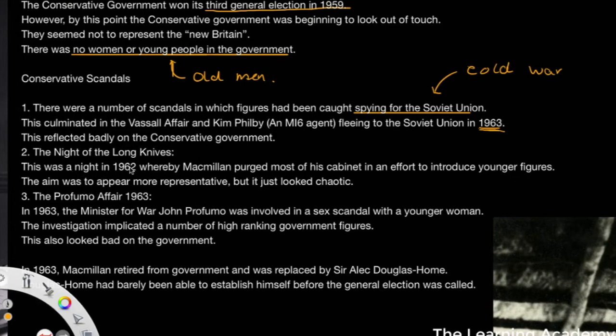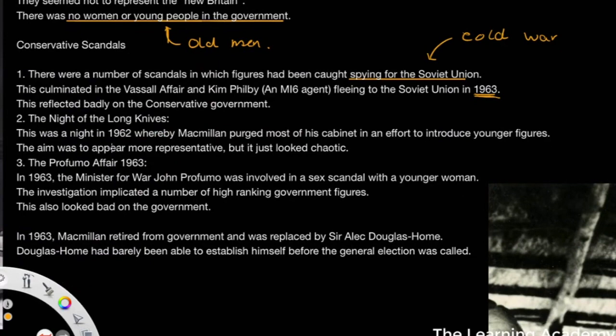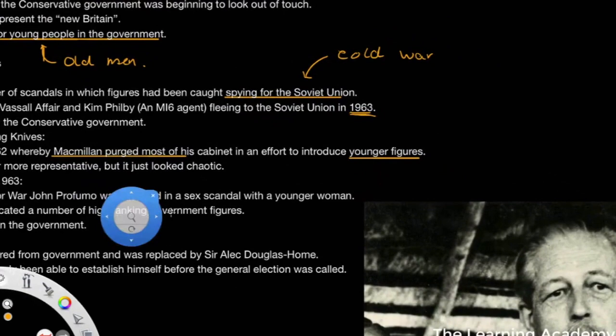There was also the Night of the Long Knives, not to be confused with the Night of the Long Knives that happened in Germany before the Second World War. This was a Night of the Long Knives that took place in 1962. And this is where Macmillan purged most of his cabinet in an effort to introduce younger figures. Okay, and the aim here was to try and look more representative.